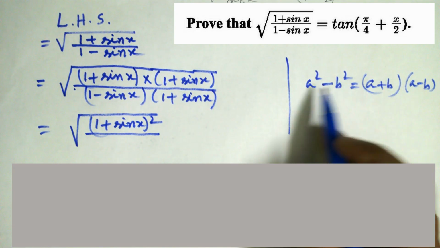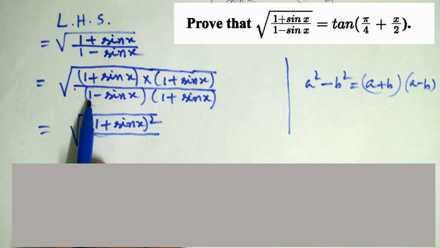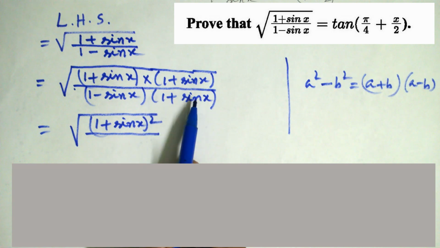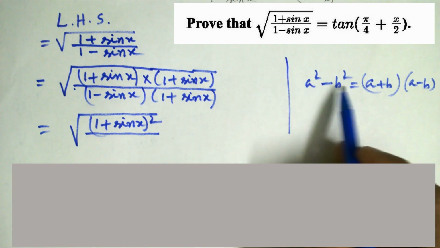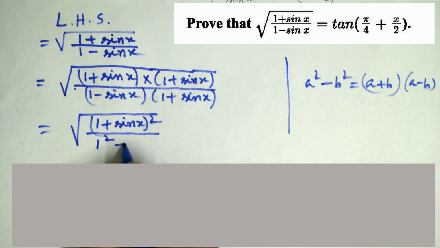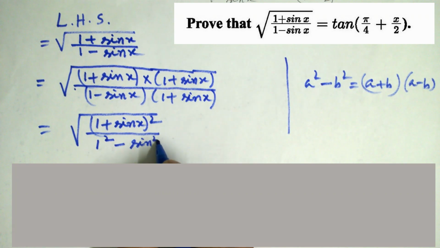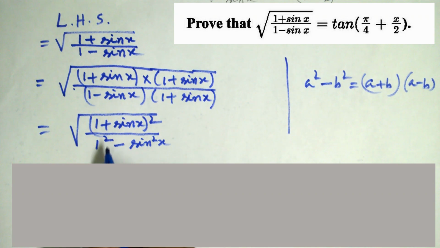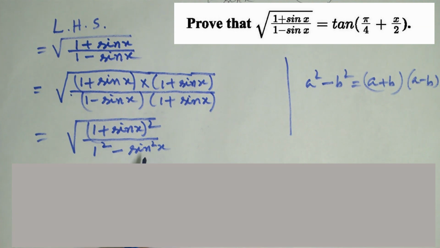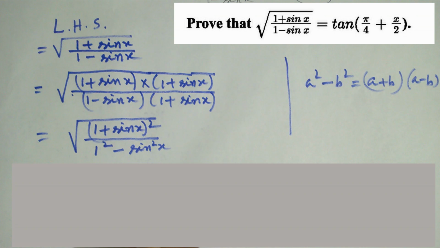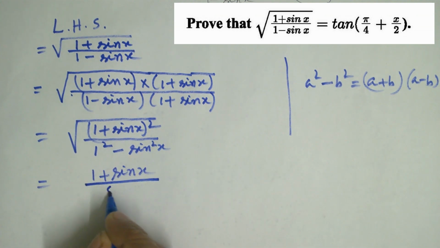Conversely, right hand side is equal to left hand side. So now consider this, a minus b into a plus b, interchanged, a plus b into a minus b, so we can write a square minus b square. A means 1 square, b means sin square x. Now (1 plus sin x) whole square, removing the radical sign, will be 1 plus sin x, by 1 minus sin square x, that is equal to cos square x. Removing the radical sign, it will be cos x.